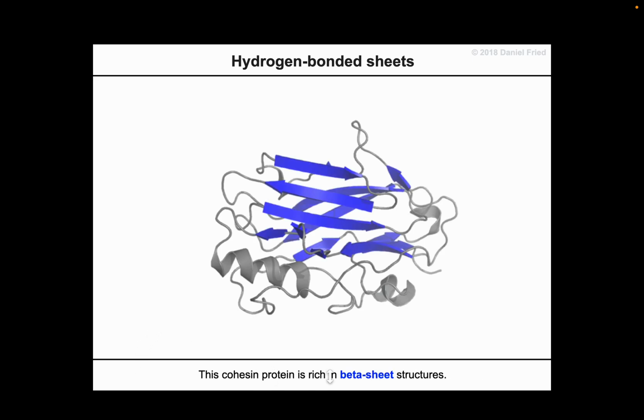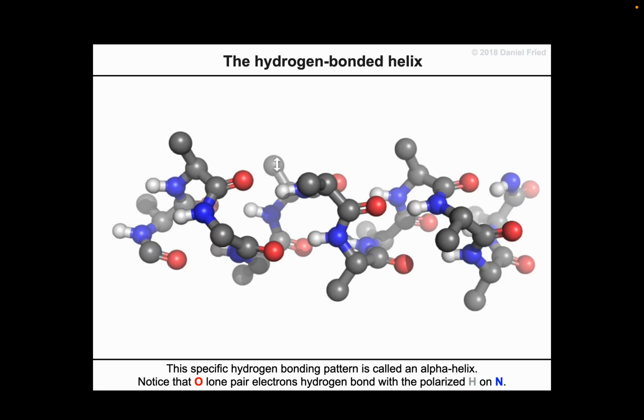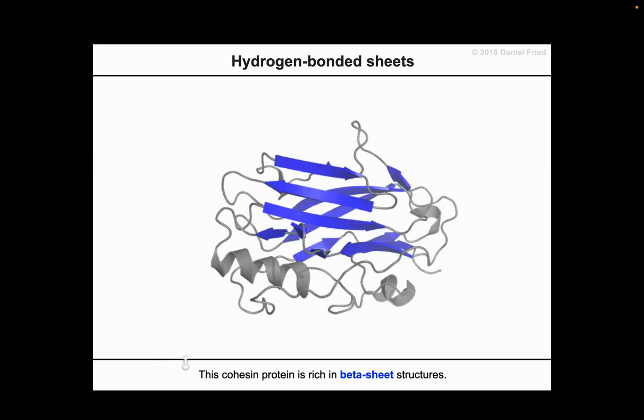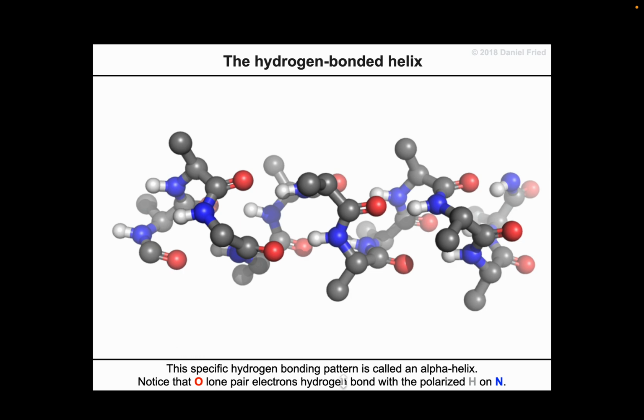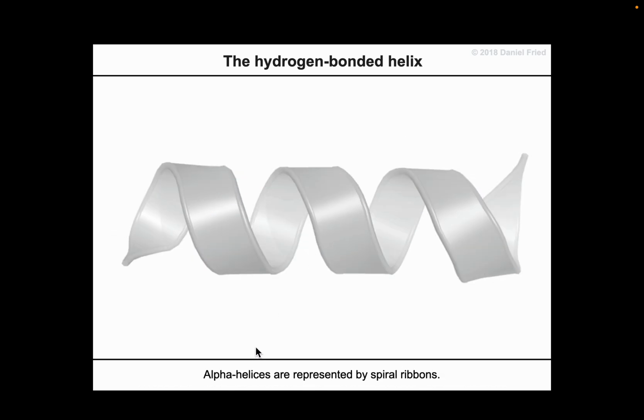The cohesion protein is rich in beta sheets, which are these arrows. The circular hydrogen bond is called an alpha helix. Notice that it only pairs hydrogen bonds with the polarized H on N. So here are the hydrogen bonds, but they connect near parts or close parts. Alpha helices are represented by spiral ribbons.